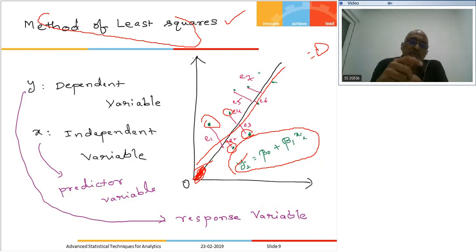So to avoid this, we go for the squares instead. Error can be positive or negative, therefore we go for error squares. That's why we say error squares. E1 square, E2 square, E3 square, E4 square, like this we can have the total sum. Wherever the sum becomes minimal, that is the curve which is the best fit for the data we had. That is called the regression equation. I hope the concept is clear.